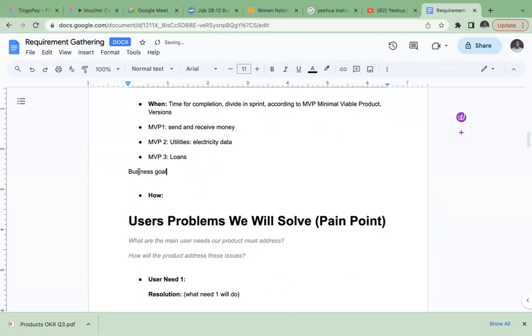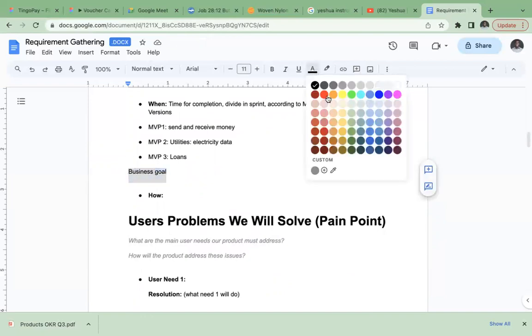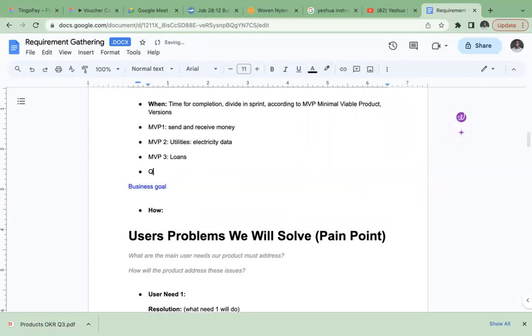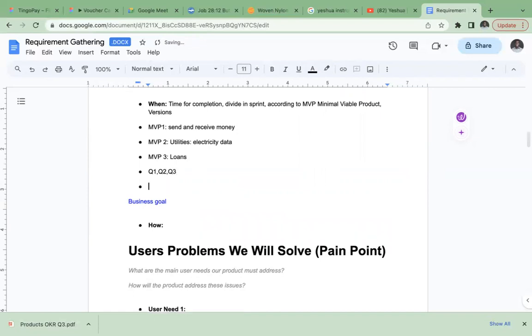Very important. So we don't take a business goal that is only where you build in quarters. Quarter 1, quarter 2, quarter 3. Most organizations build in quarters. That's Q1, Q2, Q3. Do you understand? Or you can even do a version control system.